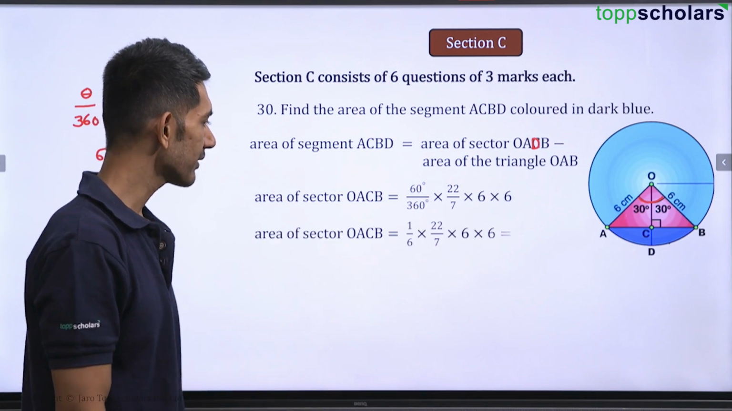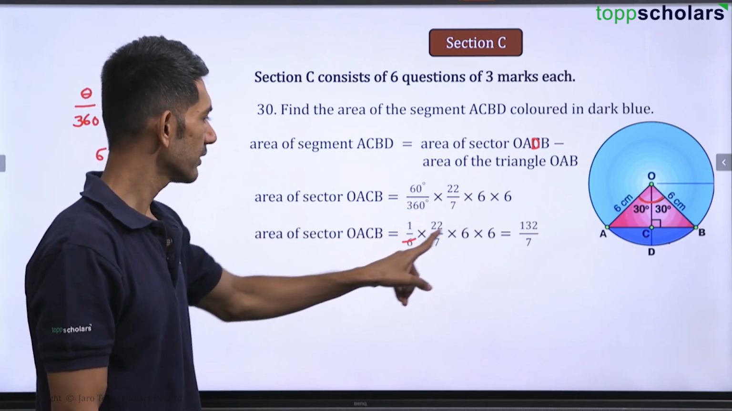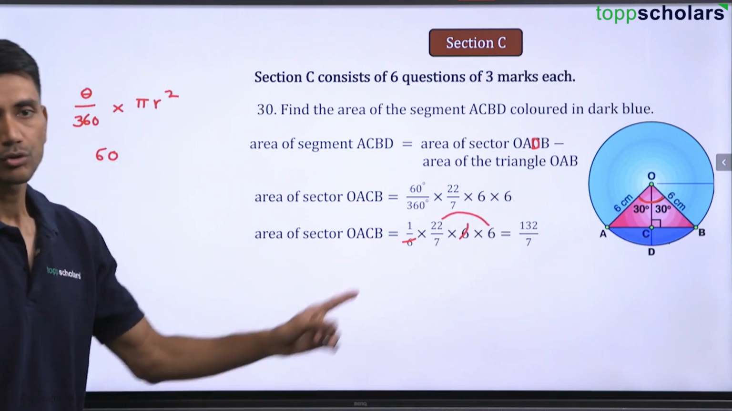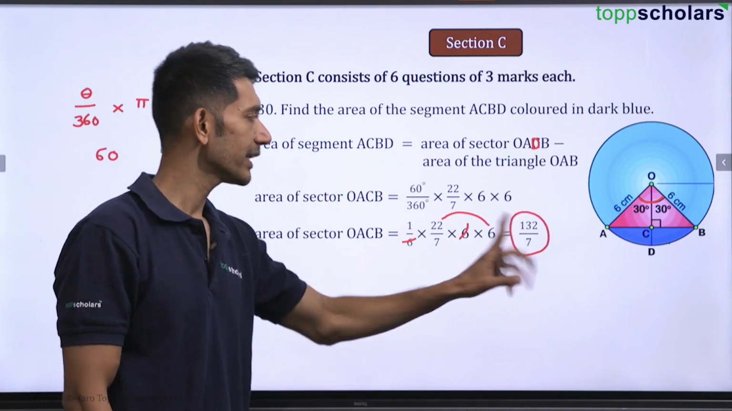This becomes 1 by 6. 1 by 6 into 22 by 7 into 6 into 6. This 6 and this 6 get cancelled. 22 into 6 is 132. So you get 132 by 7. So 132 by 7 is nothing but the area of the sector.